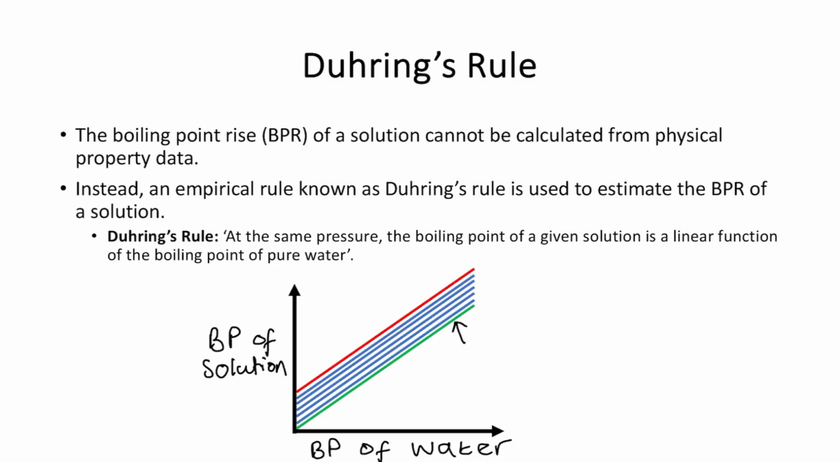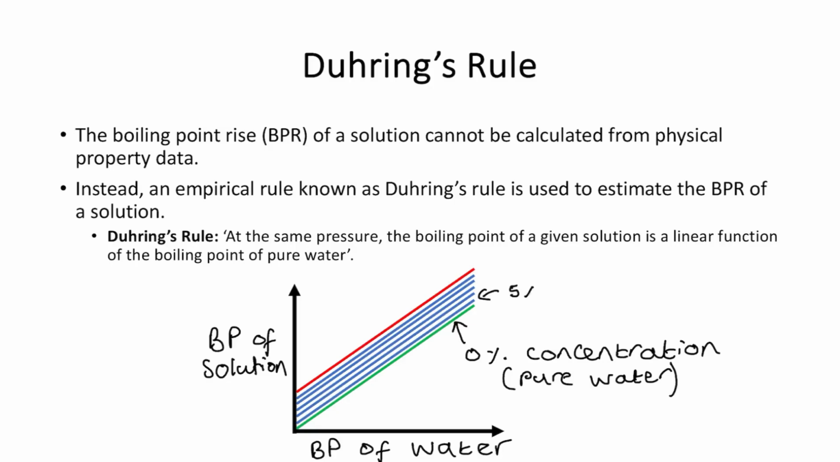The green line represents the solution at 0% salt concentration, or in other words, it represents pure water. The blue lines here represent the solution at various different salt concentrations, which, as you can see, at higher salt concentrations, the boiling point of the solution increases due to the reduction of the vapor pressure of the solvent. Eventually, as the concentration of the solution is increased further, it will reach its saturation point, which is represented in the red line here.